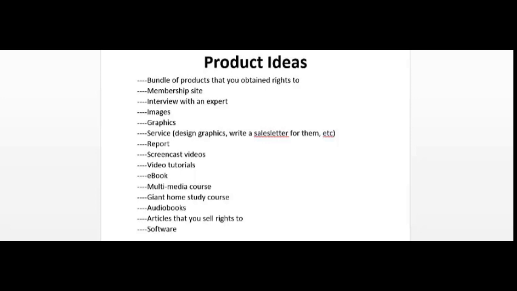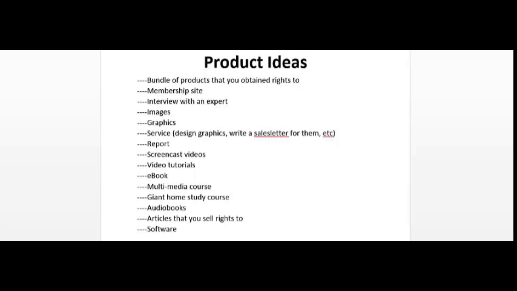Okay, first one I have here is a bundle of products that you obtain rights to. So if you want, you could get resale rights or private label rights to several products and sell them off as a package to other marketers. Now, where do you find these products with rights? You could do a Google search. My favorite place to find free products with rights is at warriorplus.com.